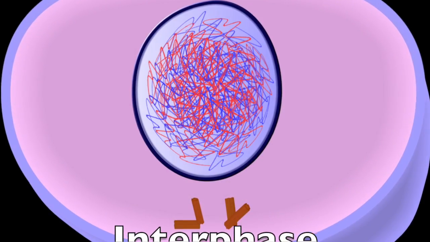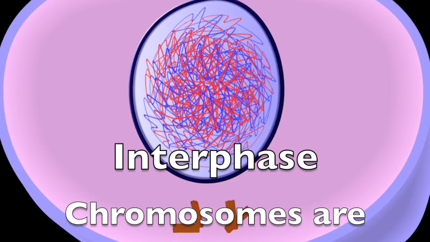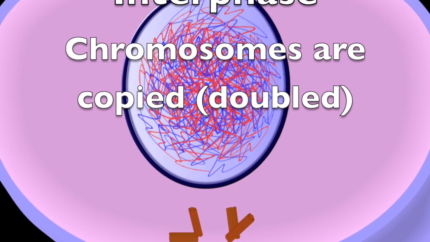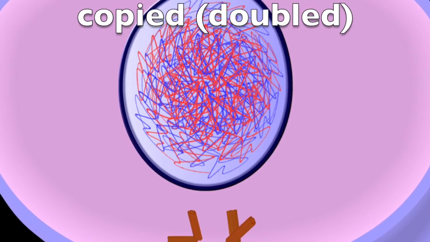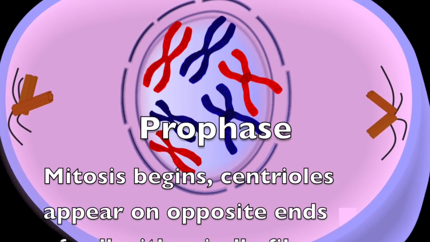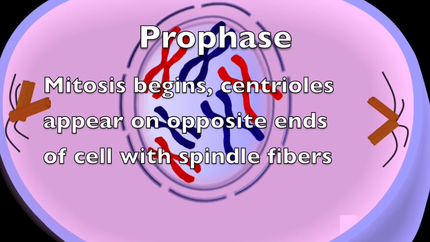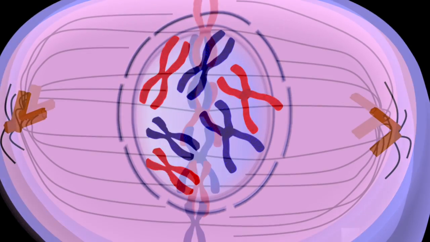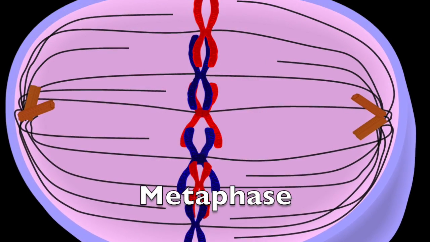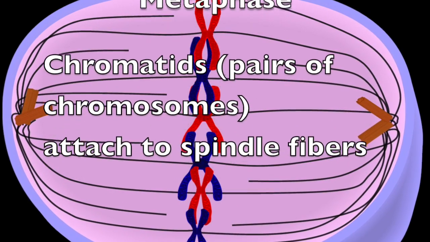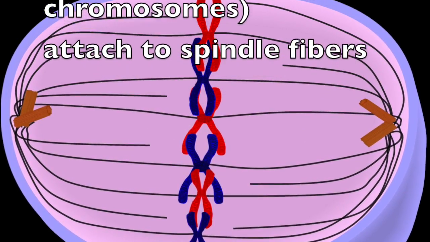So we can begin learning the phases. The first phase is interphase, in which chromosomes are copied or doubled. The second phase is prophase. This is when mitosis begins and centrioles appear on opposite ends of the cell with spindle fibers. The third phase is metaphase. The chromatids, or pairs of chromosomes, attach to spindle fibers and line up in the middle of the cell.